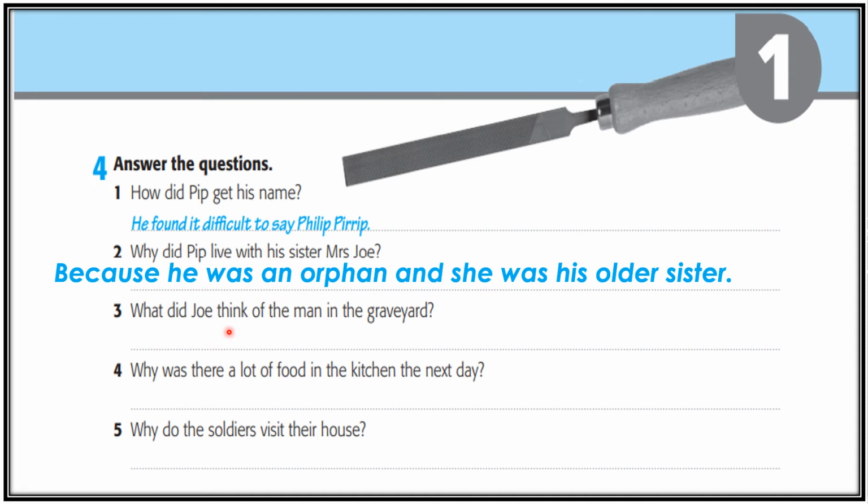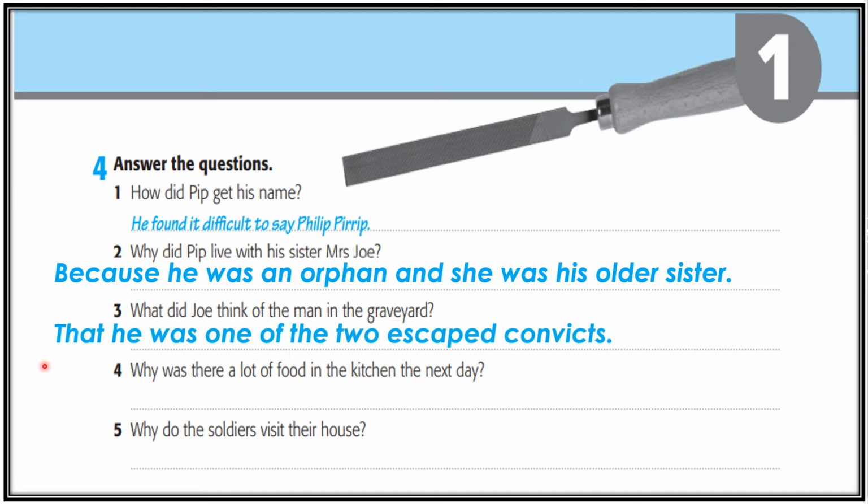What did Pip think of the man in the graveyard? That he was one of the 2 escaped convicts. What did Joe think of the man in the graveyard? That he was one of the two escaped convicts.